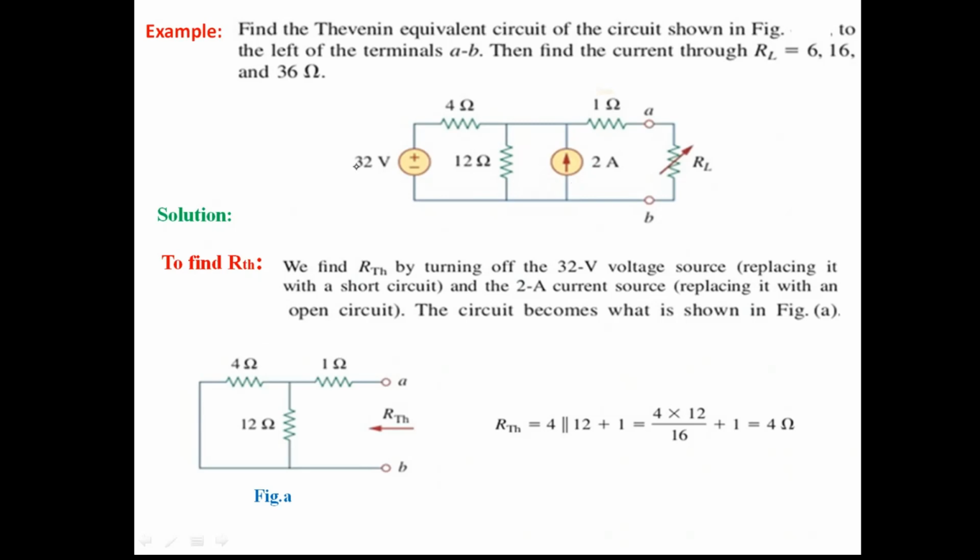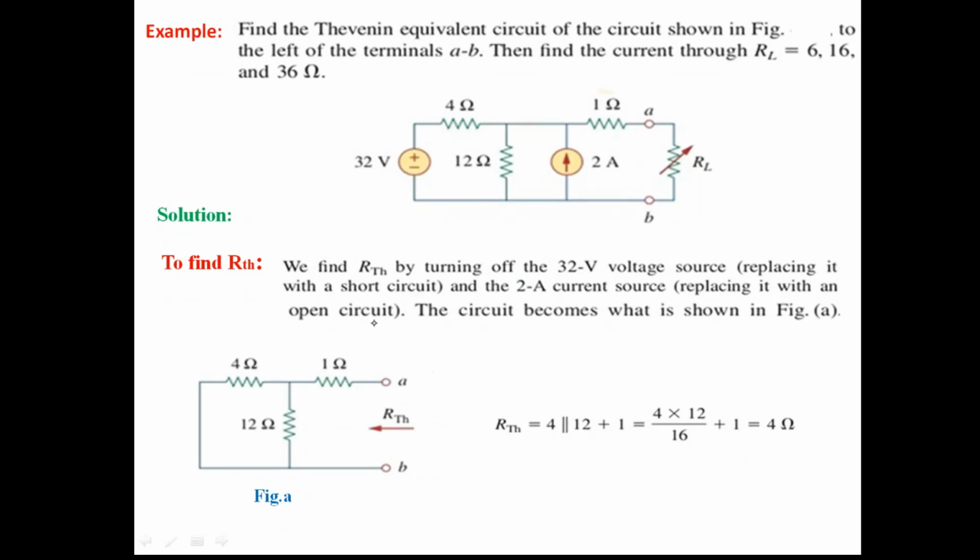Now, when you open circuit the current source and short circuit the 32 volt voltage source, the circuit looks like this. There is 4 ohms here, and this is the short circuited voltage source, and since the 2 ampere current source is open circuited, there will not be any current here, so we have removed it. Looking from the terminals A and B, the 4 ohms and 12 ohms are connected in parallel, and the combination is in series with 1 ohm. That is how we have written here: 4 in parallel with 12, plus 1.